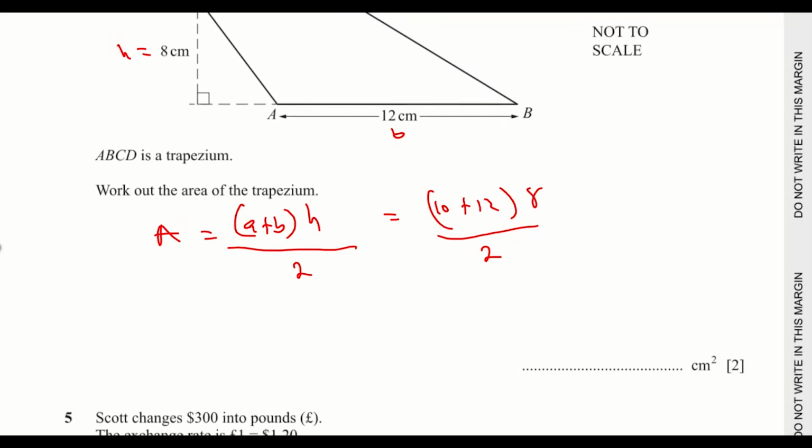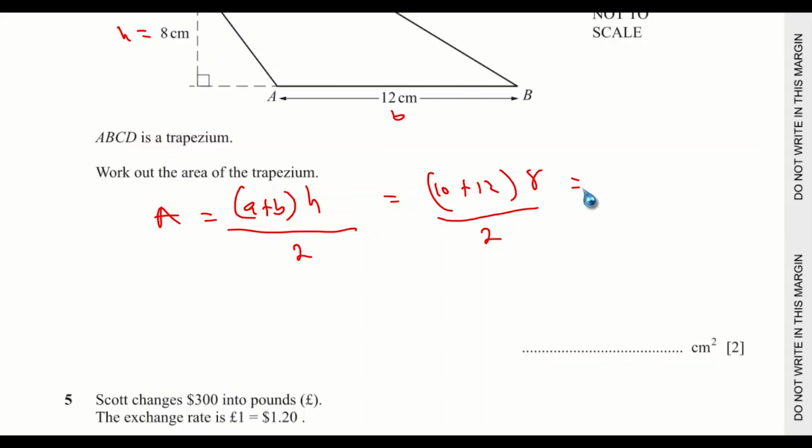Let's scroll up a little bit. So this will be equals to 22 by 8 divided by 2. Okay, so 2 here 1, 2 here 4. So 4 multiplied by 22, that will be 88. So the area of the trapezium is 88 squared centimeters. So let's go to the next question.